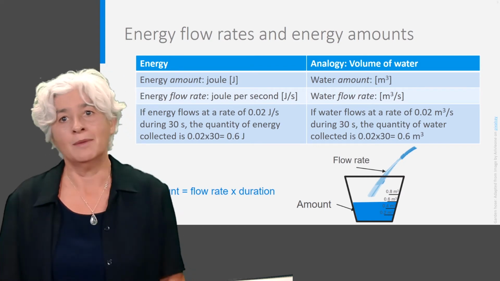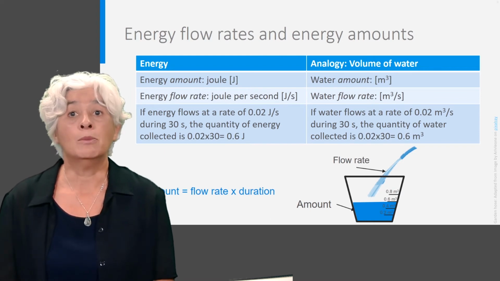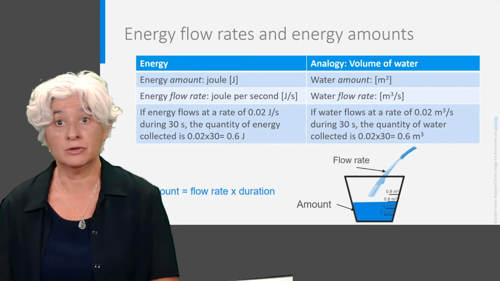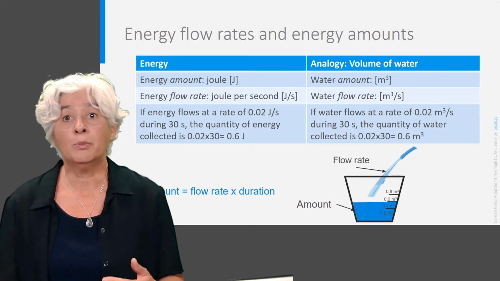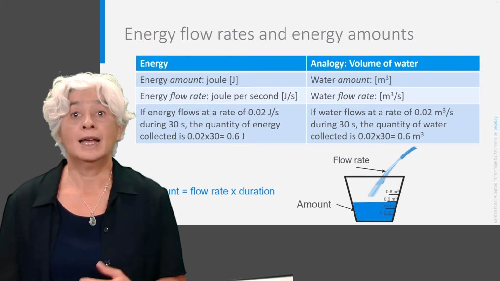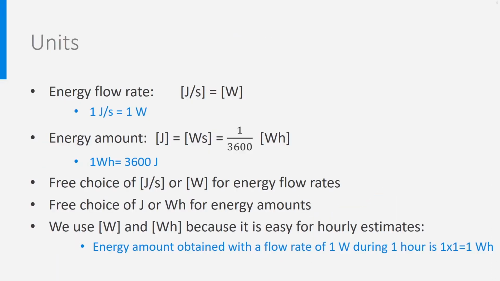That is exactly the same with energy. An energy amount is the quantity of energy you get by multiplying the flow rate by a duration. Energy amounts are expressed in joule and an energy flow in joule per second, of course. These are SI units. But it is sometimes easier to use units derived from these joules and joules per second. So, very often we will use watt instead of joule per second for energy flow rates. And that is very easy because 1 joule per second equals 1 watt.